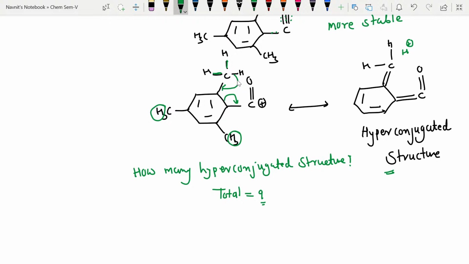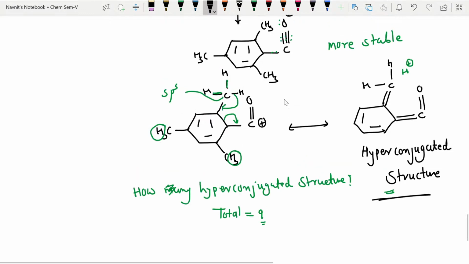So what does hyperconjugated structure mean? This carbon-hydrogen bond means only sp3 hybridized carbon takes part in the hyperconjugation. Means these 3 hydrogens, these 3 hydrogens and these 3 hydrogens. So only 9 hyperconjugated structures are possible. Only 9, not 10. First you take this carbon-hydrogen, then take this carbon-hydrogen, then this carbon-hydrogen. So 3 from here, 3 from here, and 3 from here. So only 9 hyperconjugated structures are possible.